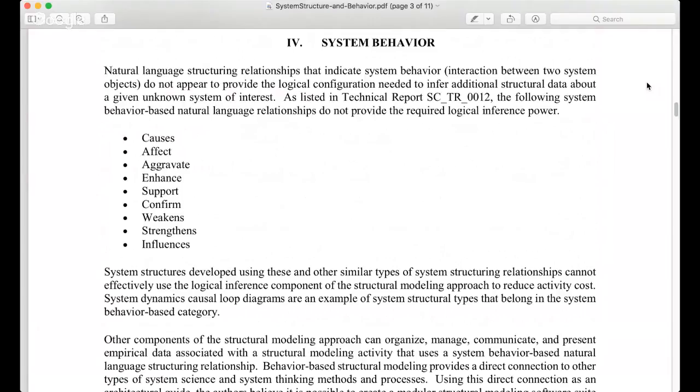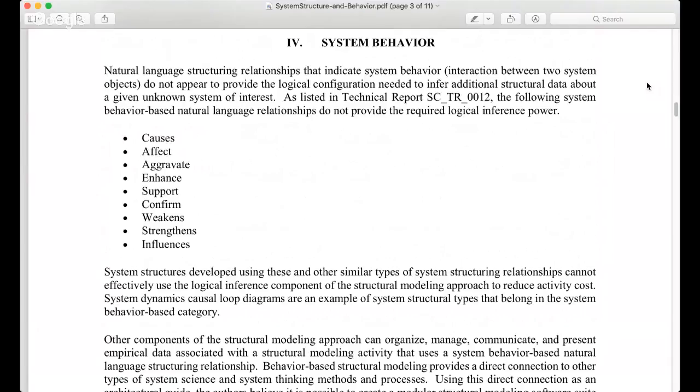Some of these natural language relationships are causes, effects, aggravate, enhance, support, confirm, weaken, strengthen, influence. So if you have a collection of activities, or a collection of objects, or a collection of behaviors, not every behavior is going to cause every other behavior. It's not global. And not every behavior is going to affect every other behavior. So there's restrictions on these. These are just local types of interactions between two objects.